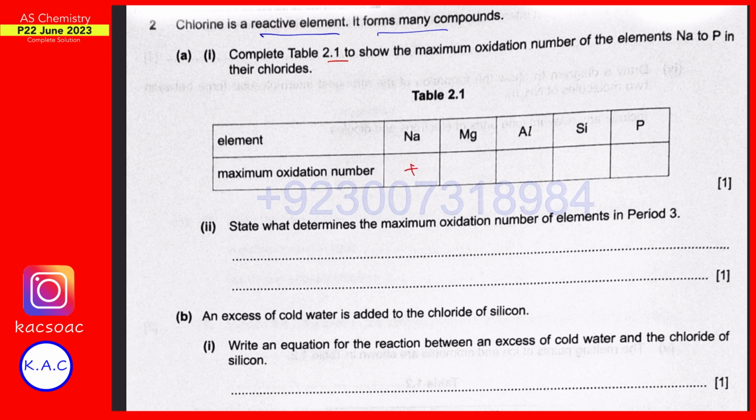state is +1. Oxidation number is +2, and for aluminium +3, for silicon +4, and for phosphorus +5.